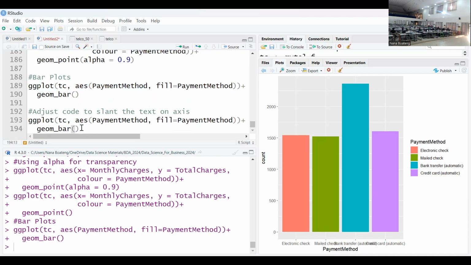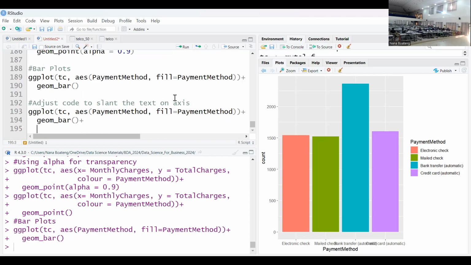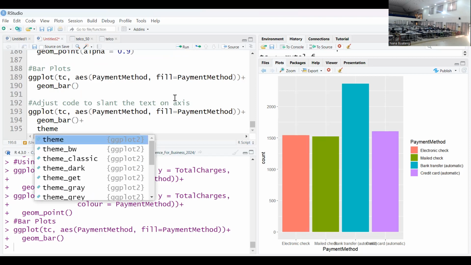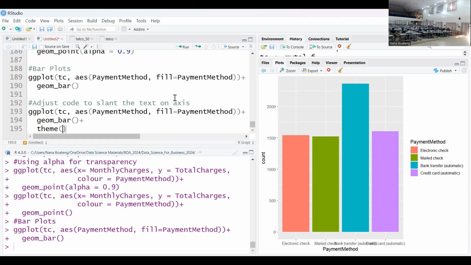So the beauty about ggplot is that you add information in layers. You add information in layers. So the first one that we've done, we can add more to it. Okay. So let's add, just bring a plus sign. Okay. And then we add more to it. So here there's a function called theme. It deals with the text. So what we want to do is that we want to look at the text on the x-axis, okay, and then slant it.